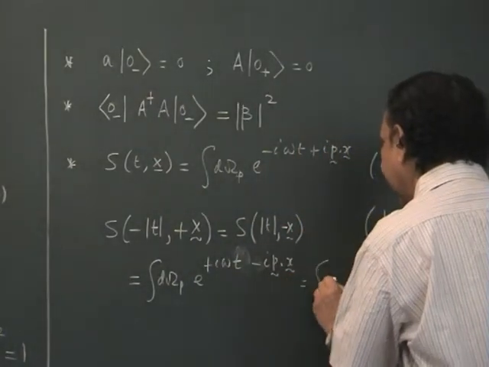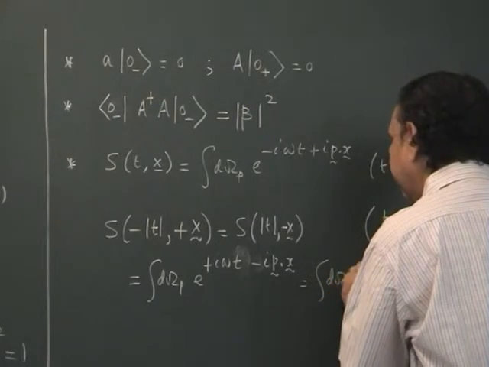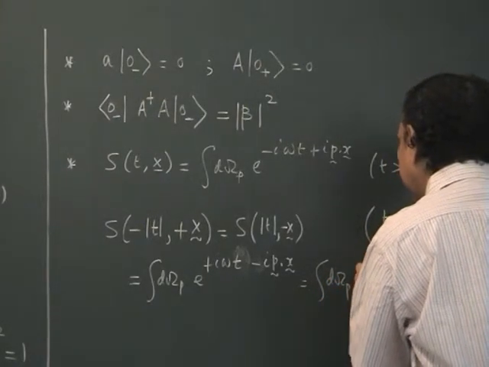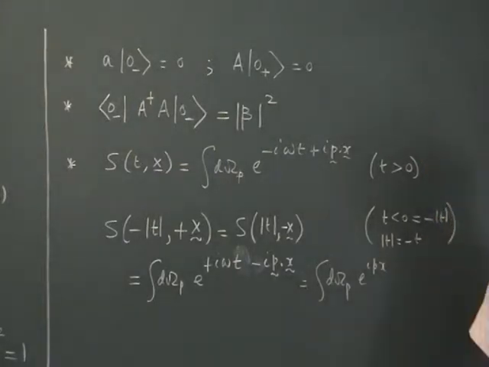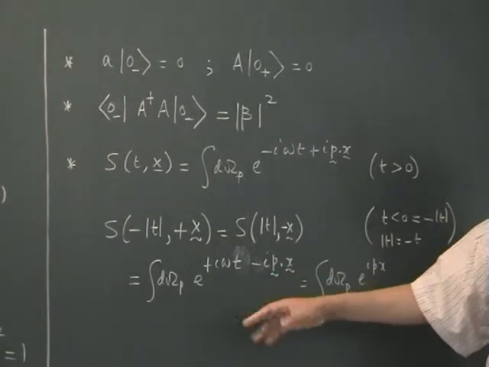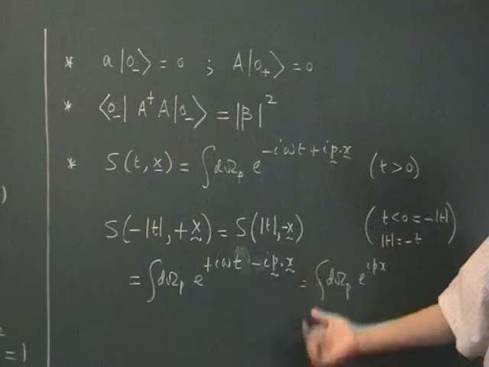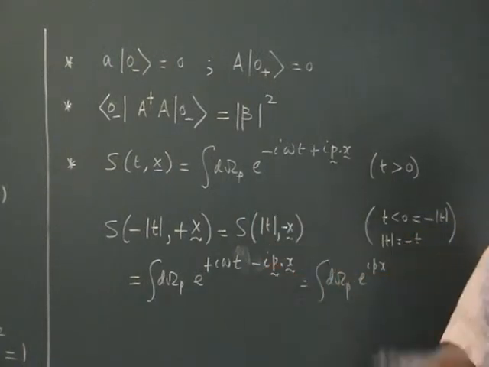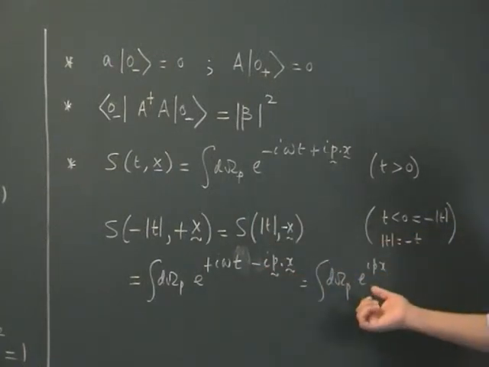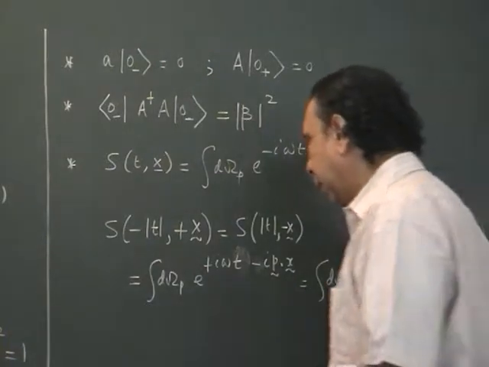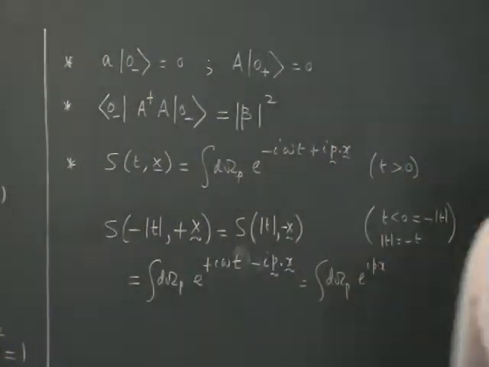This is equal to integral d omega p e to the I p x. Okay. I mean, because the p sign didn't matter, I flipped it at the second step. But this is the correct logic in order to get this. This is the answer which we got. Okay, fine. Now we will proceed further.